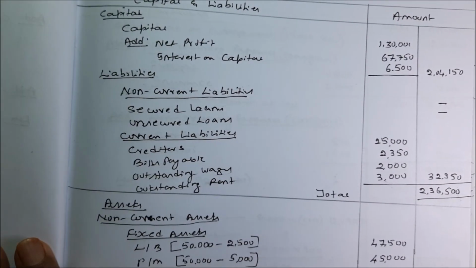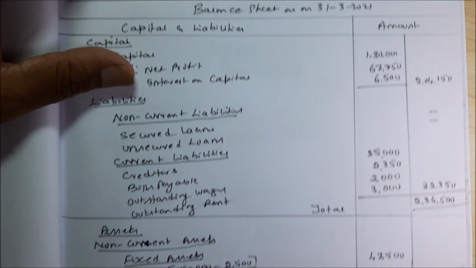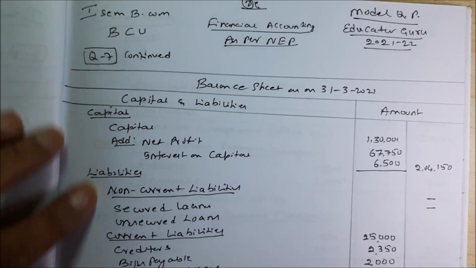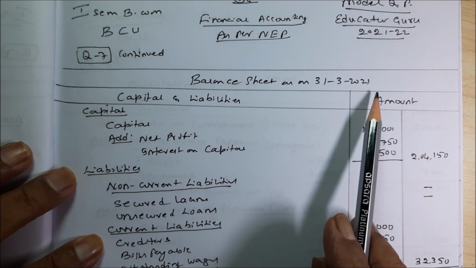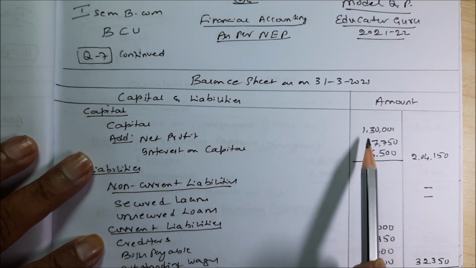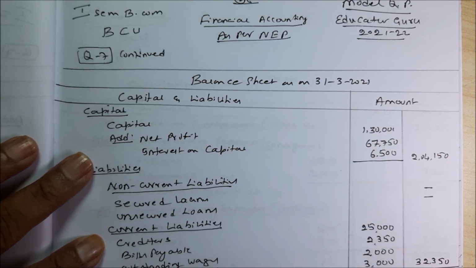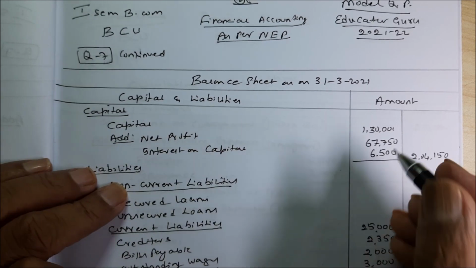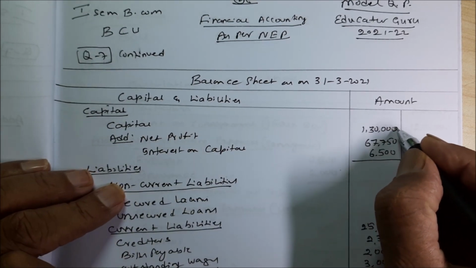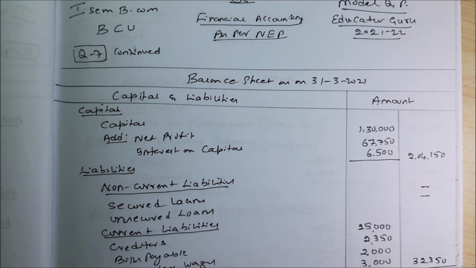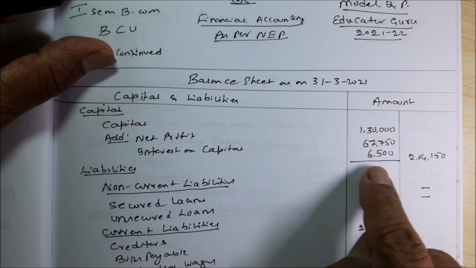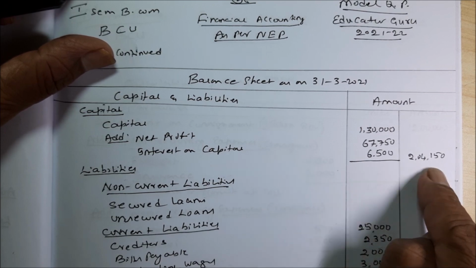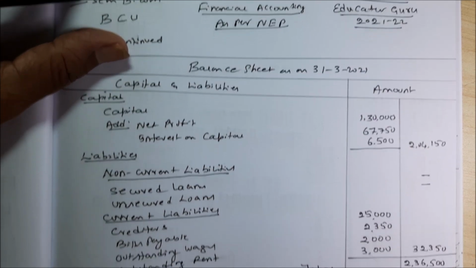Now you have to prepare the balance sheet. Everything is here, very simple. Balance sheet as on 31/3/2021. Capital 1,30,000. If you are not able to see, I will write it here. 1,30,000. Add net profit 67,750. Add interest on capital 6,500. Then it comes to 2,04,150.